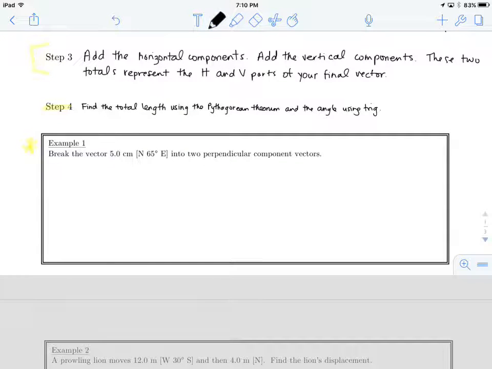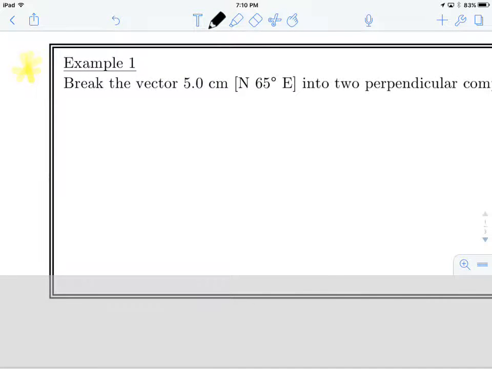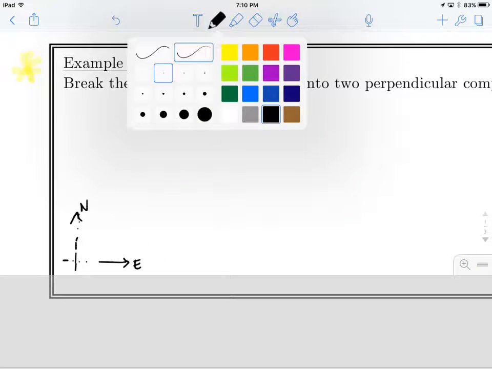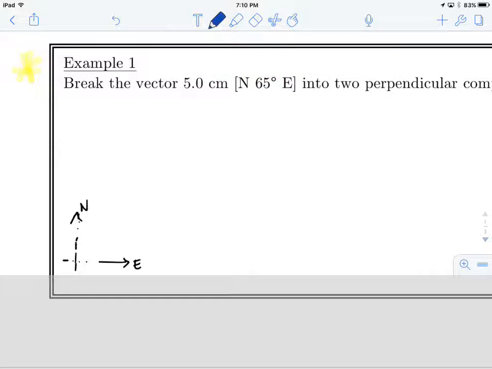So here it is. So first, let's draw a sketch. First of all, north and east. Okay, these are our 2. Here's east, here's north. And so we're going to draw our vector. Okay, I'm going to use blue. I'm going to go a little bit bigger here. All right, and so we're going to draw this vector. And of course, this is north 65 degrees east.